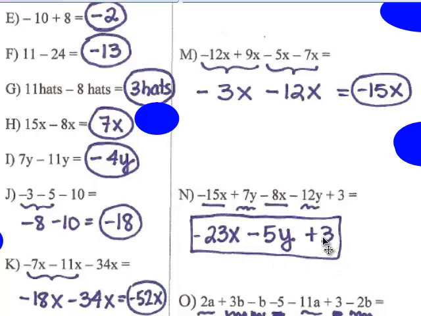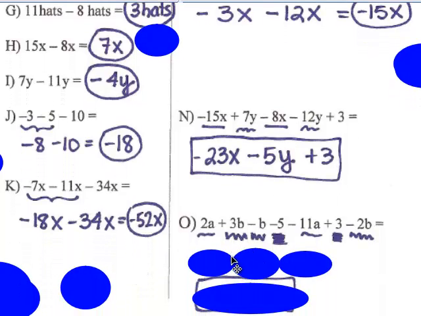Okay, alright, let's continue on. Here's the last example, letter O. Letter O has many terms, as you can see. So the first thing I did is underline the like terms. 2a is like 11a. Signs are different, so that means I'm going to subtract. And I get negative 9a because 11 is bigger than 2.